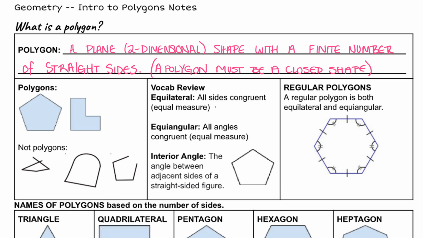To review, equilateral means that all sides are congruent, of equal measure. Equiangular means all angles are congruent, of equal measure. And an interior angle is the angle between the adjacent sides of a straight-sided figure. So, for example, we have side 1, side 2, and the interior angle is the angle between.